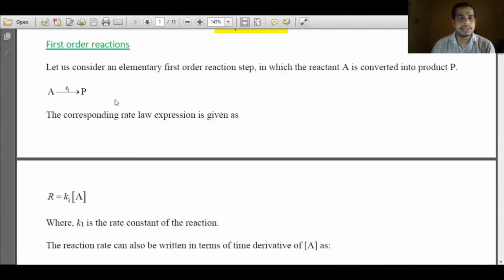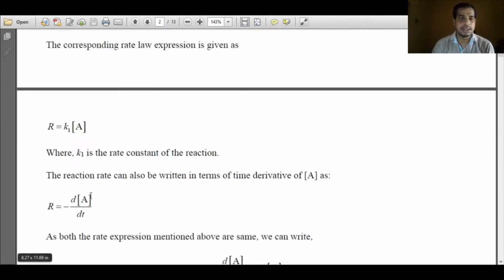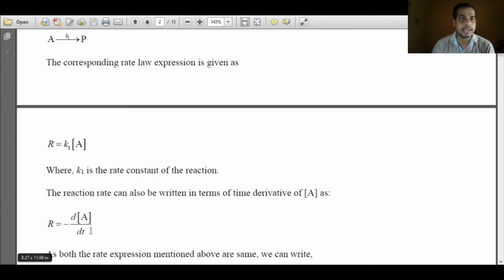Now we'll discuss first order reactions. In a first order reaction, the rate depends upon the concentration of the reactants, with an order of dependence of one. The corresponding rate law expression is R is equal to K1 A. Here the order is 1, and K1 is the rate constant for the reaction. I can also write the rate law in differential form: R is equal to minus dA over dt, and R is equal to dP over dt in terms of product formation.